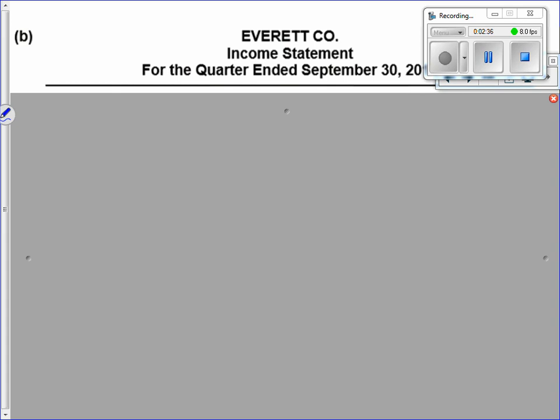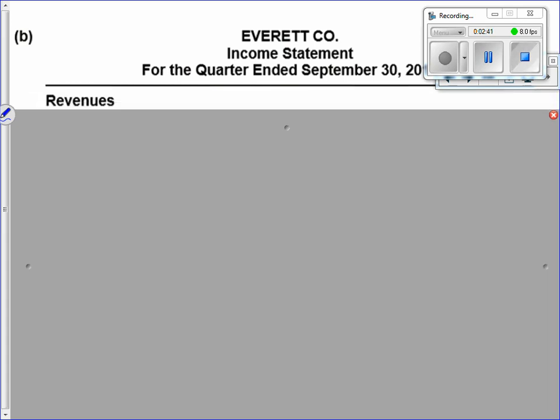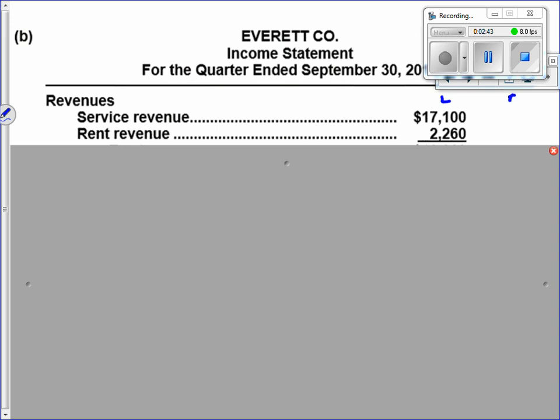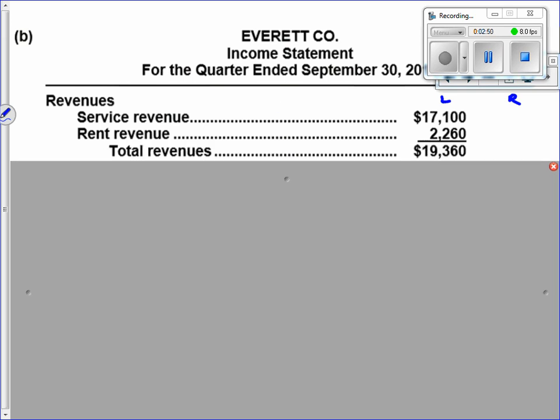How many revenues do we have? 2. We have a left and right column. So we're going to use the left column to itemize. And then we'll go ahead and throw the 19,360 over here. Yep, that was the number. Notice where the single rule is. We are pulling these numbers and these account titles from that adjusted trial balance.